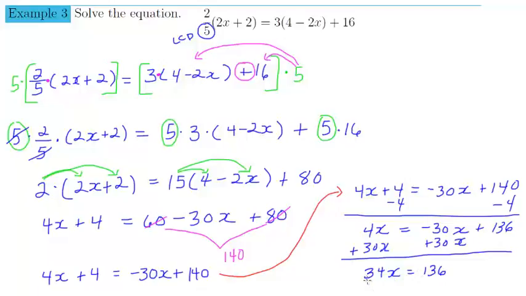So the final step would be to divide both sides by 34. It just so happens that 34 goes into 136, so my result is x equals 4. 136 divided by 34 is 4. Whew.